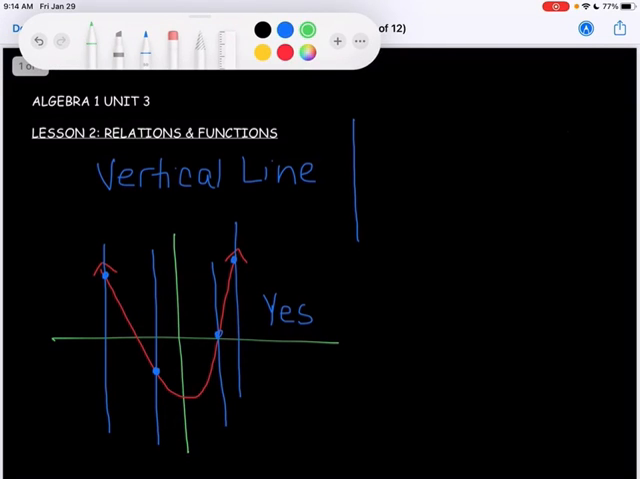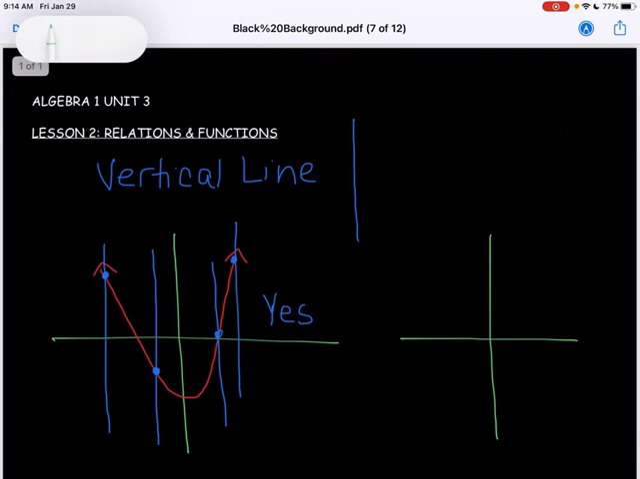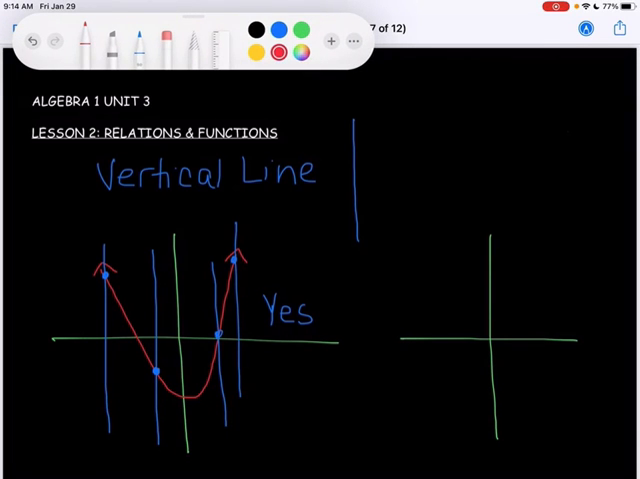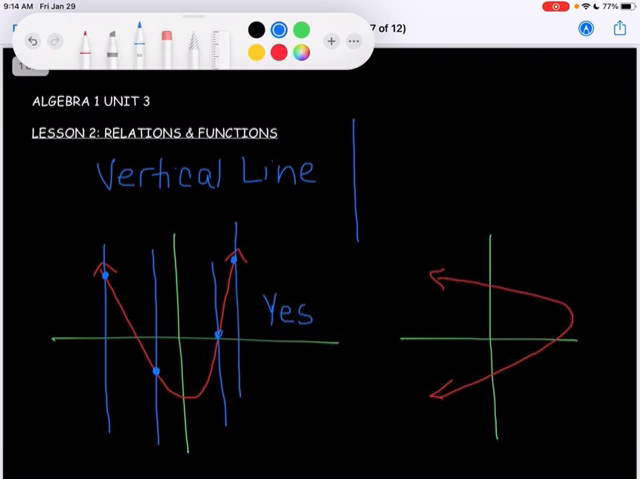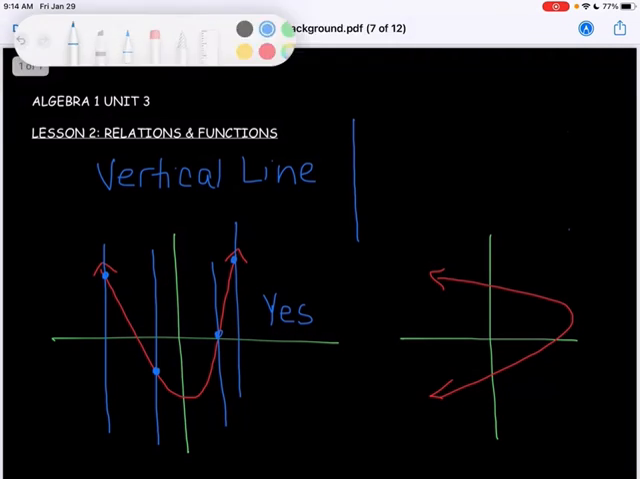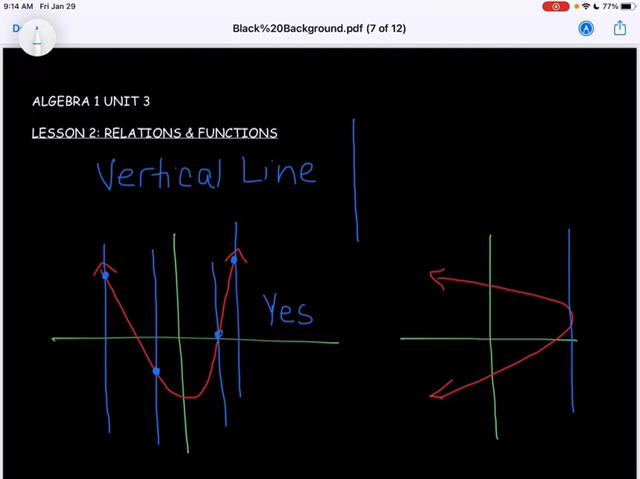But let's say they gave you this picture. I should be able to draw a vertical line anywhere and it only crosses once. Well, if I draw it here, it's crossing twice. If I did it right at the edge and it only crossed once, that's fine, but you should be able to do it anywhere and it only crosses once every single time. But in this case, it's crossing twice. So if there's any instance where you can draw a vertical line and it crosses more than once, then it is not a function. So no for this one. This is not a function.